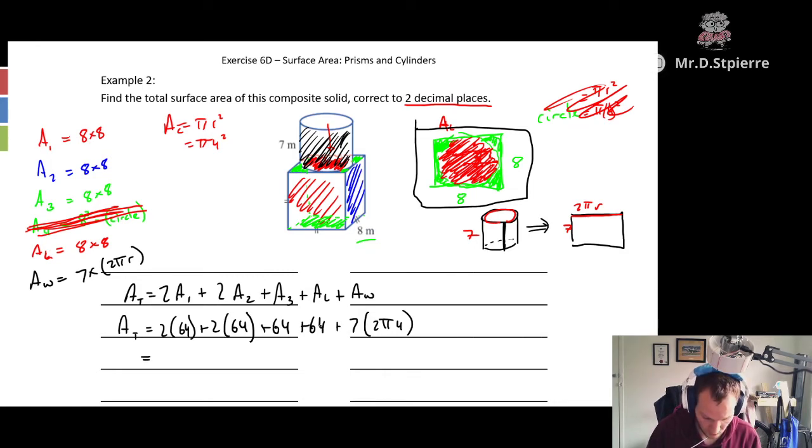So all I'm doing is just putting this all in my calculator. Gives me 559.93 once we round. And the units were given in meters, and again, because it's an area, it's a surface area, it needs to be meters squared. And that is the problem done.